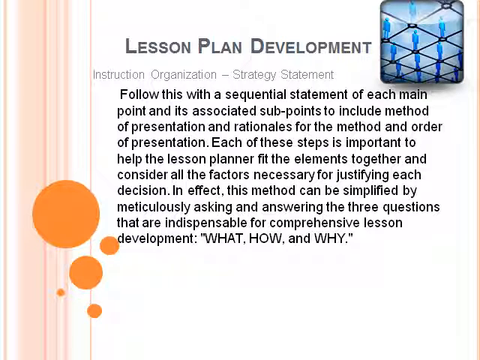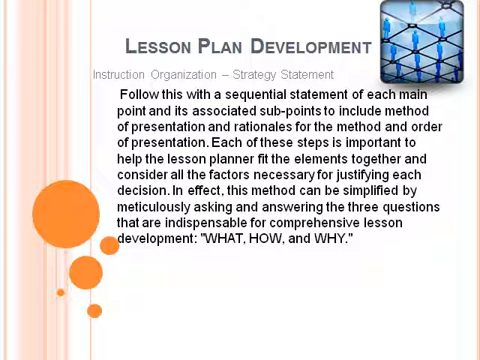In effect, this method can be simplified by meticulously asking and answering the three questions that are indispensable for comprehensive lesson development. And those questions are what, how, and why.